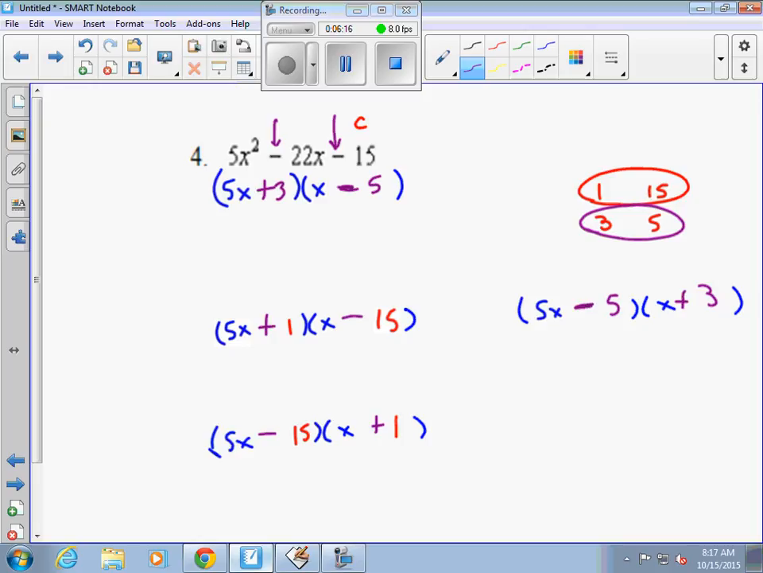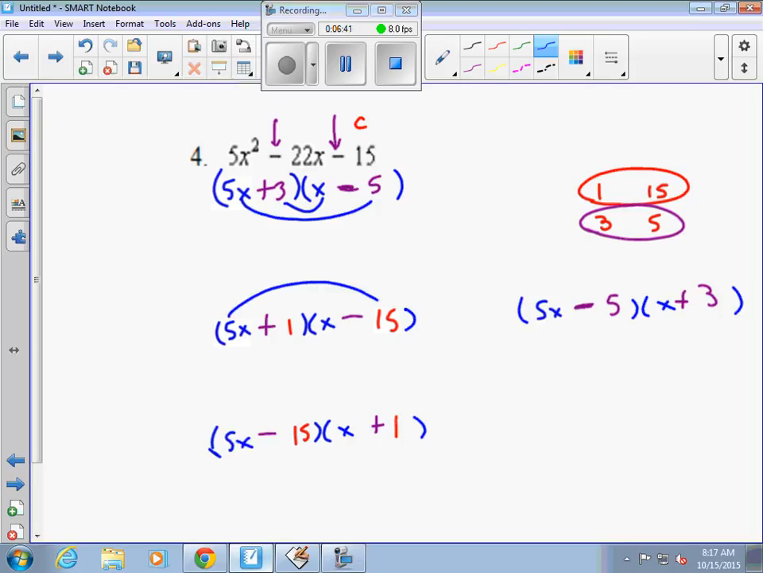So we have 4 different sets of binomials right here. Which one gets you back to the number 22? So when we FOIL this one, 5x times x is 5x squared. 5x times negative 5 is negative 25. And negative 25 plus 3 is negative 22. So that's probably the right one. Let's check the others just to make sure.